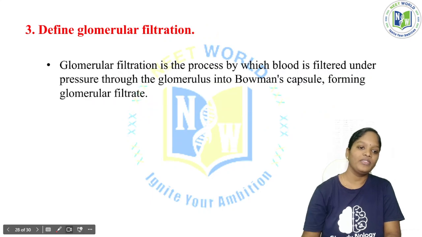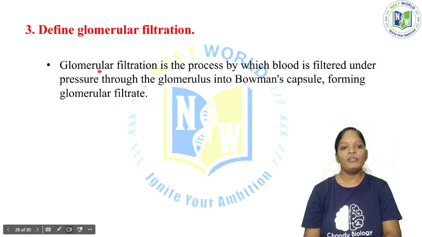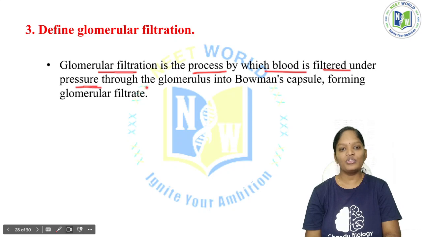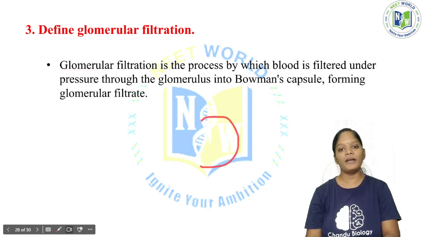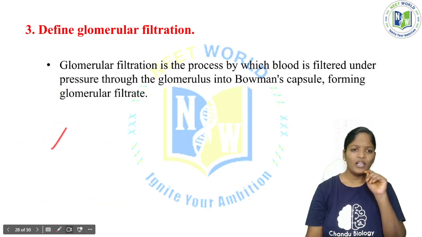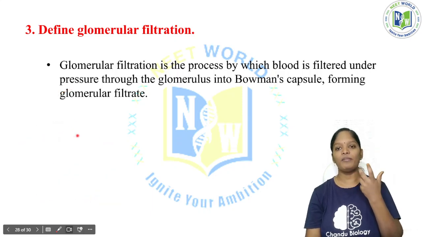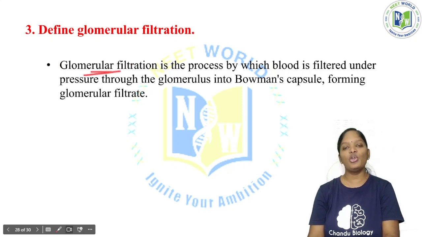Now the next question will be glomerular filtration. Glomerular filtration is a process by which the blood is filtered under pressure through the glomerulus into the Bowman's capsule, forming the glomerular filtrate. The glomerulus is the structure which is present in the Bowman's cup, which means in the kidney. So the filtration done in the glomerulus is called glomerular filtration.